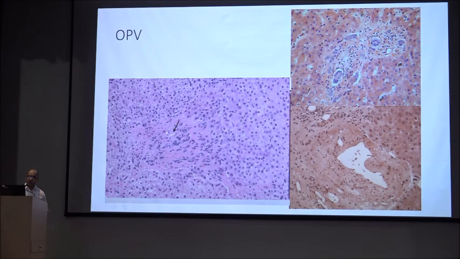The parenchyma will be normal. The portal vein will be gone, or it has a slit-like lumen, or it is arterialized. Here it is a slit-like lumen. It is showing absence of the portal vein. Here it is an arterialized portal vein.